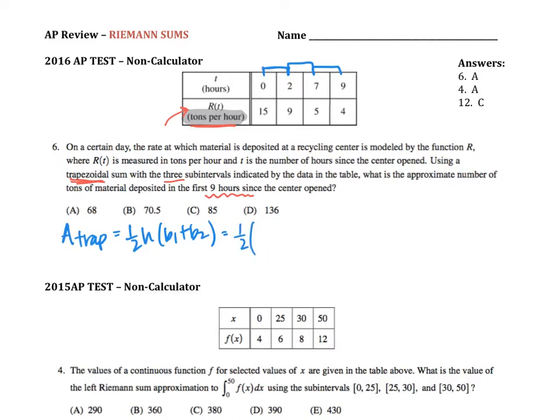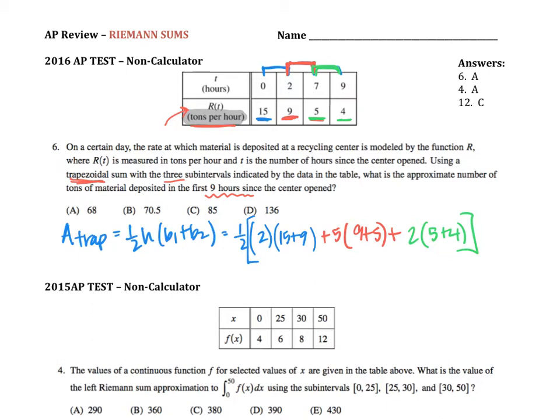My height of the first trapezoid would be 2, and its bases are the values of the function, 15 and 9. So I'm going to say 15 plus 9. My second trapezoid has a height of 5, which is the distance from 2 to 7, and then bases of 9 and 5. And my last trapezoid has a height of 2 and bases of 5 and 4. This is a multiple choice, non-calculator question.